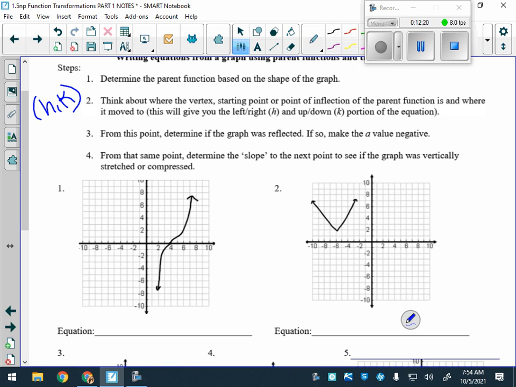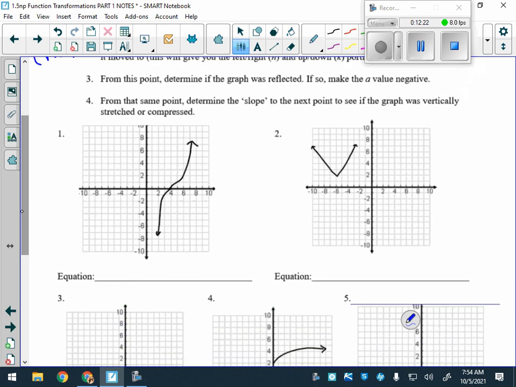All right. So, for number 1, what is the parent function? Finn, what would the parent function be for number 1? It would be cubic. So we know the parent function is x cubed, because it's very similar to a line. However, we have a little dip there. So if it's x cubed, what am I looking for? Vertex, starting point, or point of inflection?